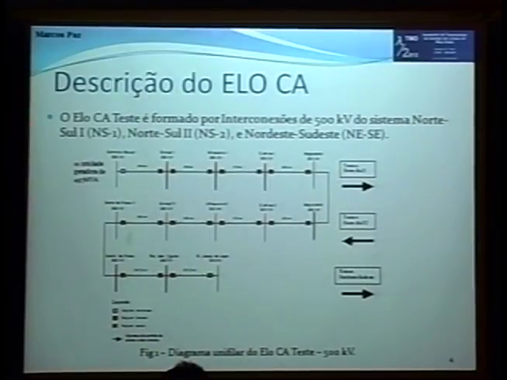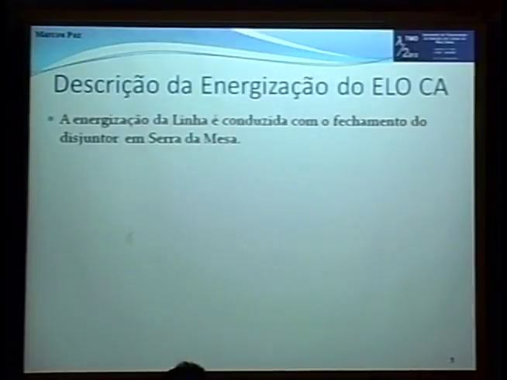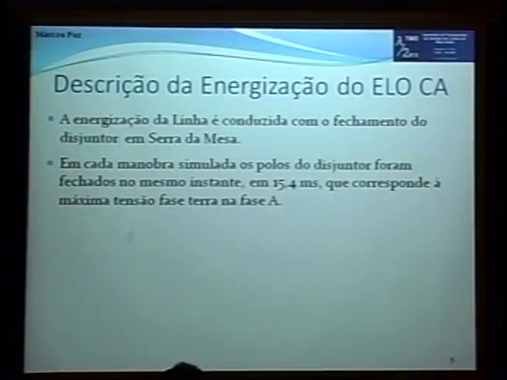The line has already been presented. It's the interconnection between the north-south trunk 1 and 2 and part of the northeast-southeast trunk. The energization of the line was conducted through the closing of the circuit breaker in Serra da Mesa. The intermediate circuit breakers would be interlocked, and the circuit breaker in Bom Jesus da Lapa would be open.